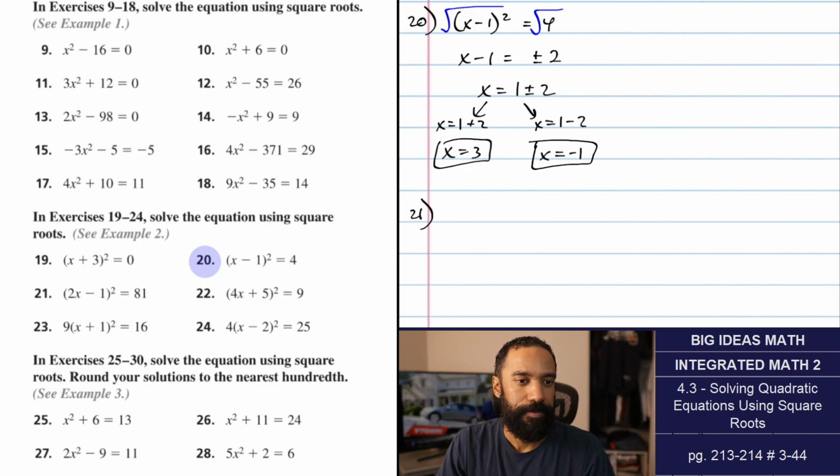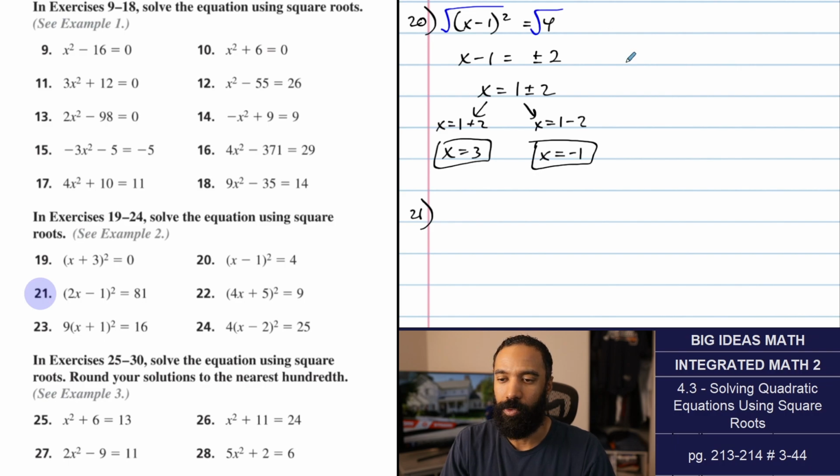Number 21. 2x minus 1 quantity squared equals 81.